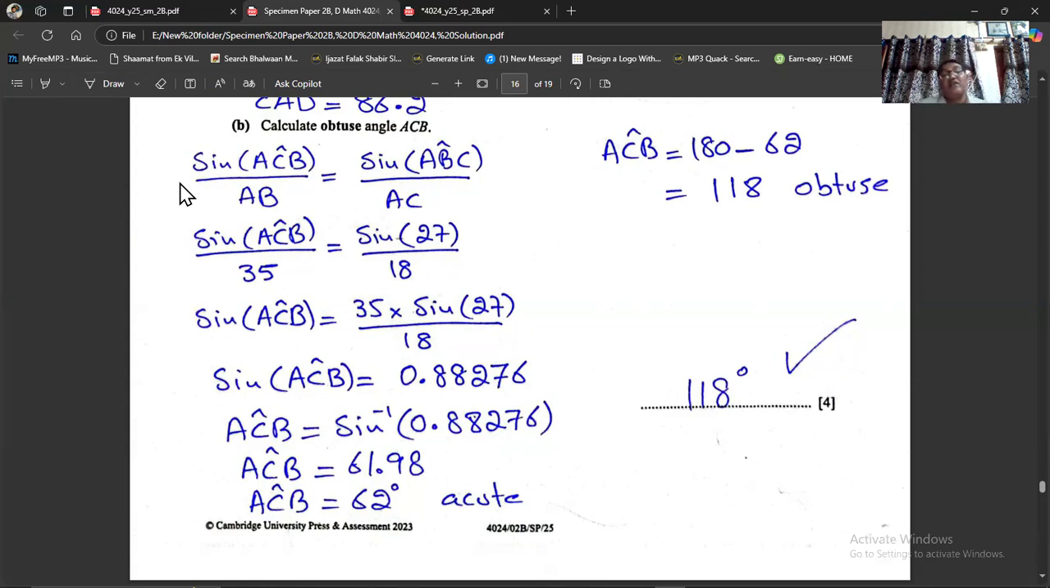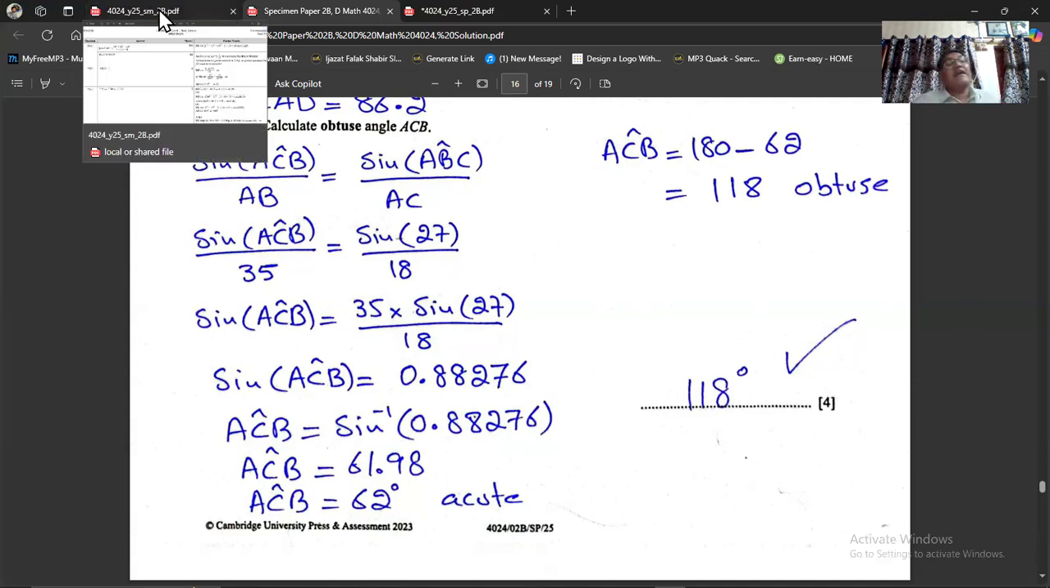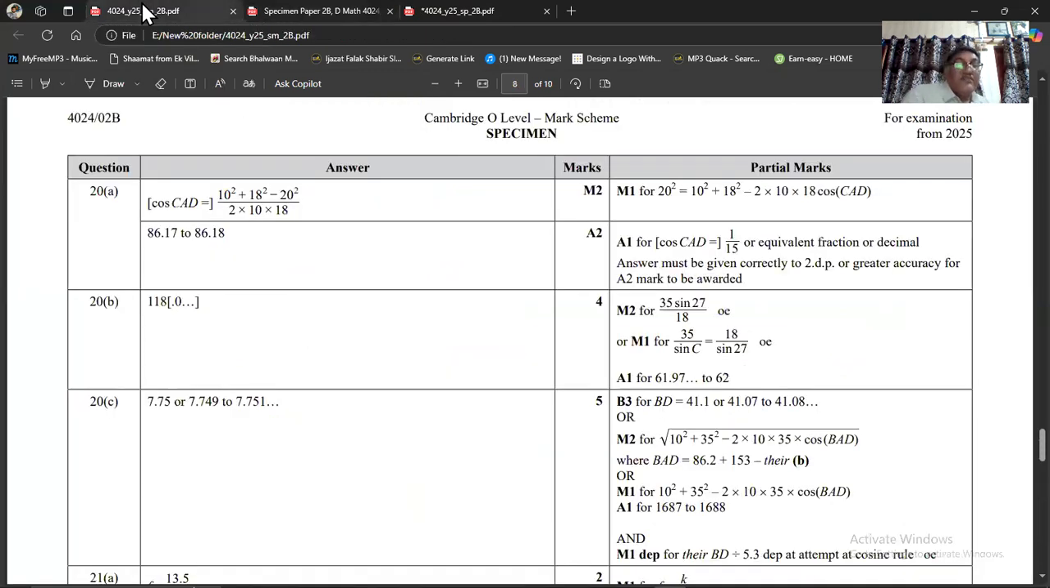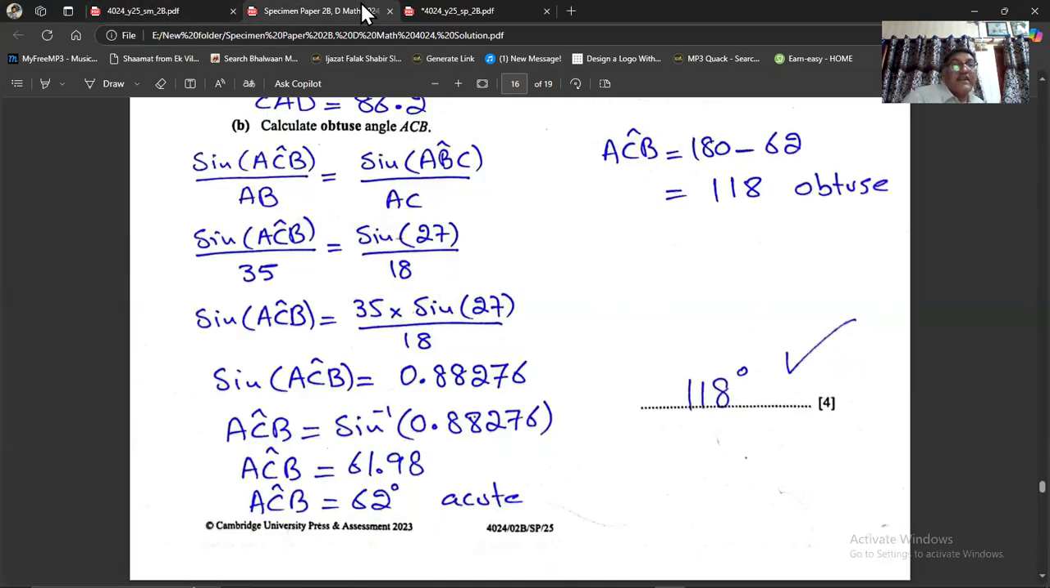This is an acute angle. So the obtuse one will be 180 minus 62, and that is 118, because they ask us that the angle is obtuse. When you do sine inverse, the calculator always gives you the acute angle. The obtuse angle you have to manually find out. So 118 is the right answer.